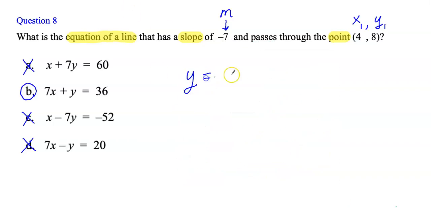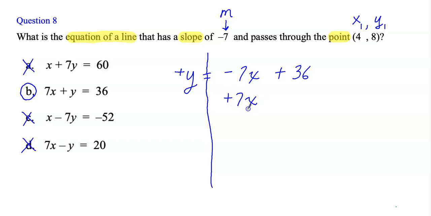It was y equals negative 7x plus 36. So all I'm going to do is move this minus 7x to the left-hand side. And I'm also going to put in my plus sign here with the y because it's positive. So to move this to the left-hand side, just add 7x to both sides because minus 7x plus 7x goes to 0. What you do to the right-hand side, you do to the left-hand side. So I will add 7x over here too.